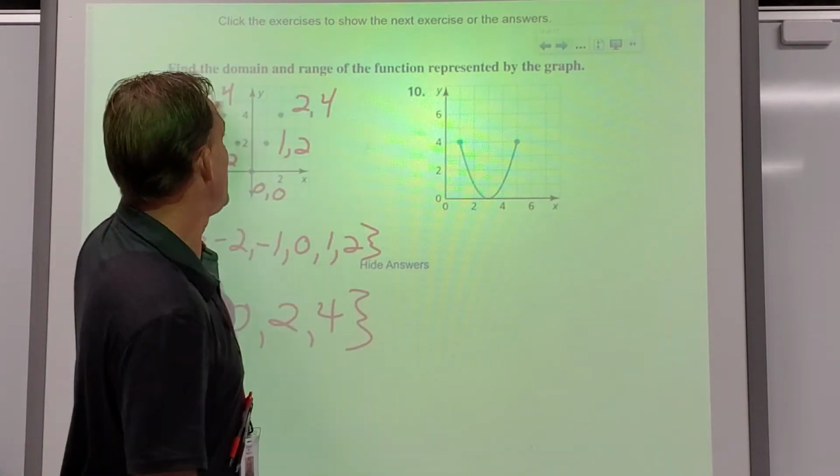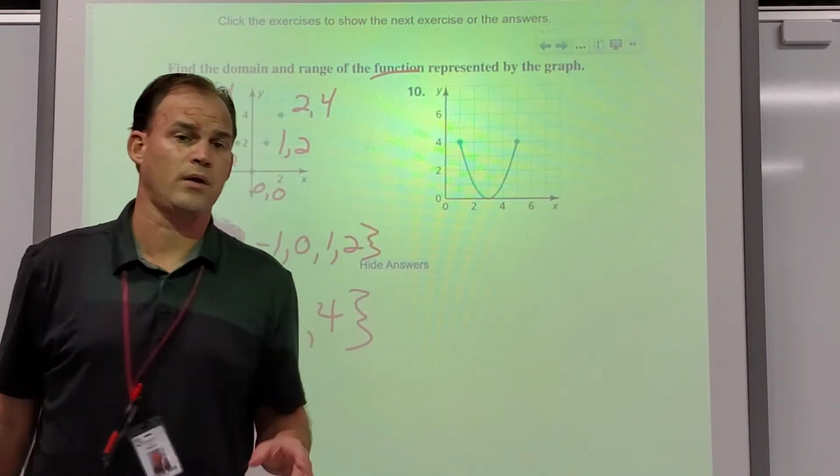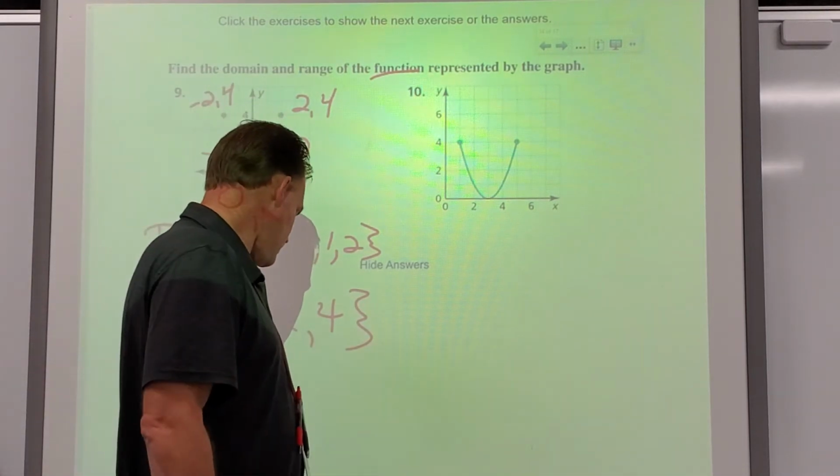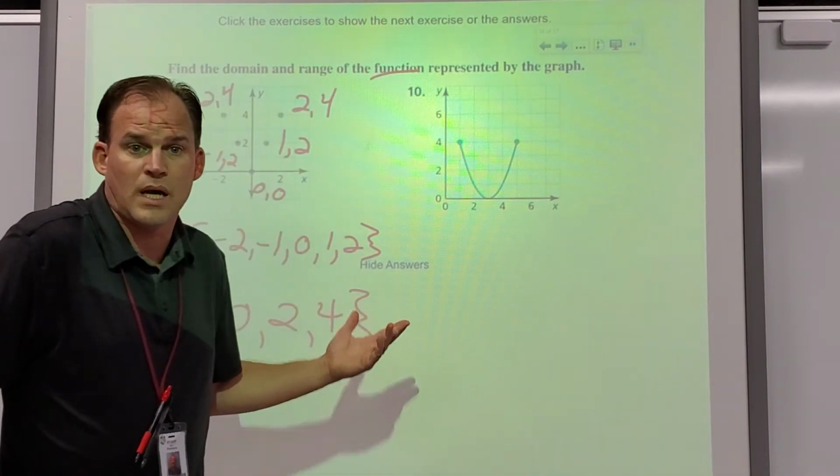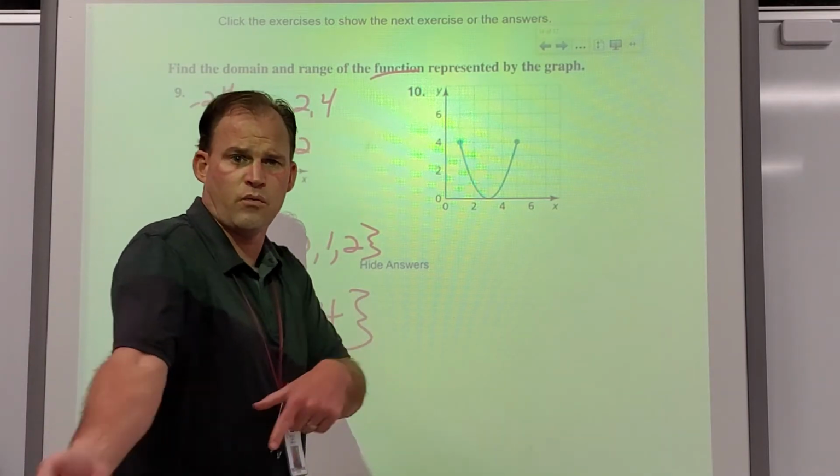This didn't say anything. Oh, it does say function. So none of your x's are going to repeat anyway. It's okay if the y's repeat. That's it. I'm just writing a list of x's and a list of y's. Domain, range.